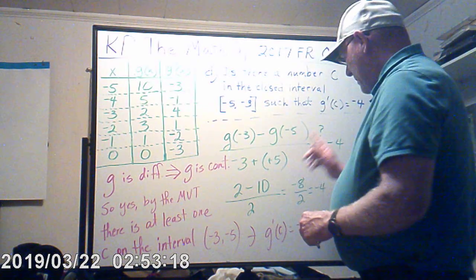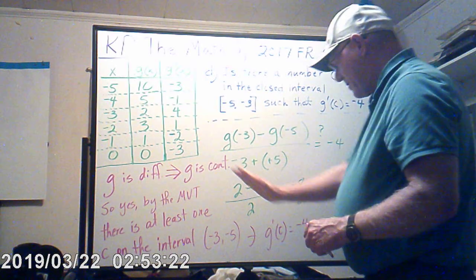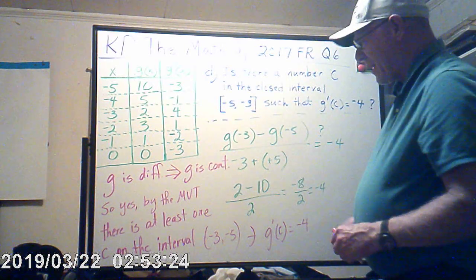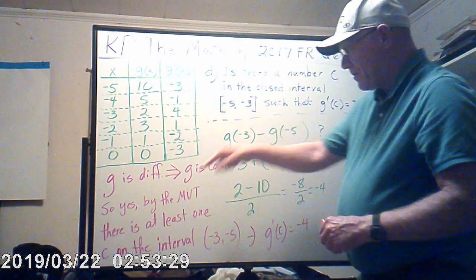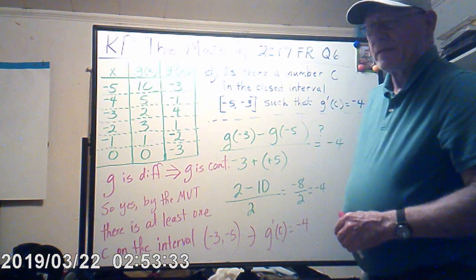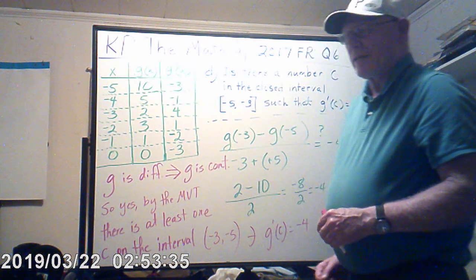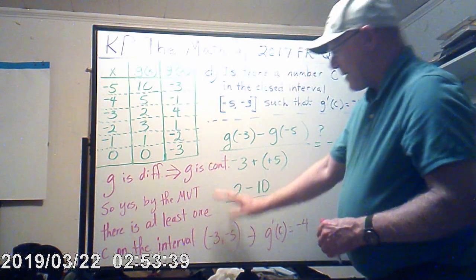The slope of the tangent line is equal to the slope of the secant line. Okay. There is one in between those two numbers. Okay, there's at least one. Okay, there could be more than that. All right, but anyway, that's what you have to put down.